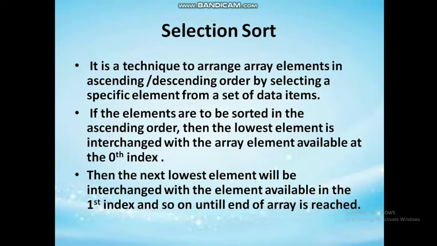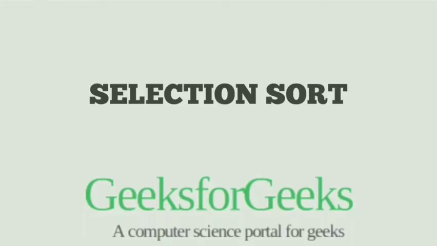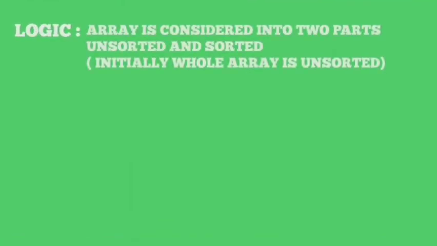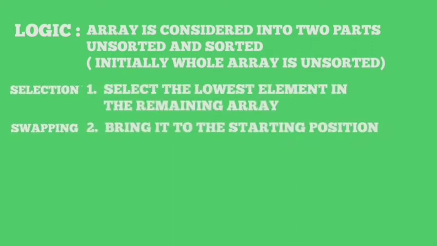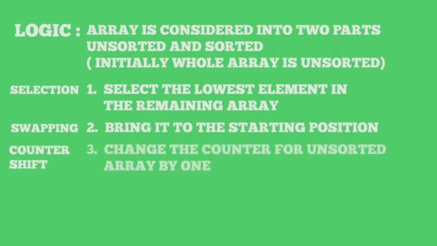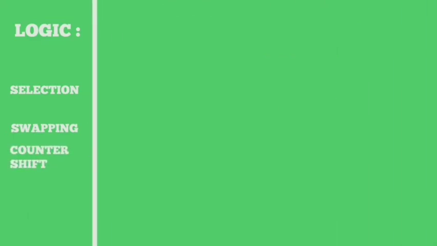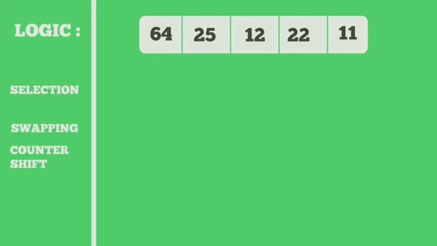We'll see the working through an animation also. Here is selection sorting explained. The logic is already explained. The array is considered in two parts, unsorted and sorted. The first process is to select the lowest element in the remaining array, bring it to the starting position, then change the values. So 64, 25, 12, 22 and 11 are the elements.